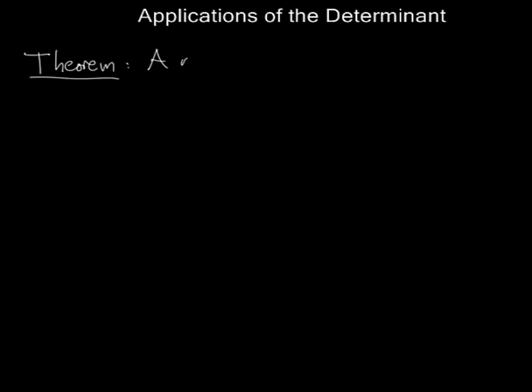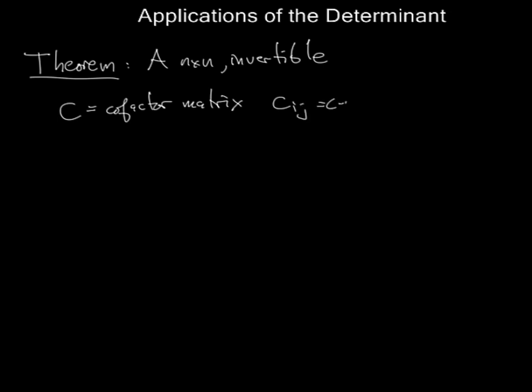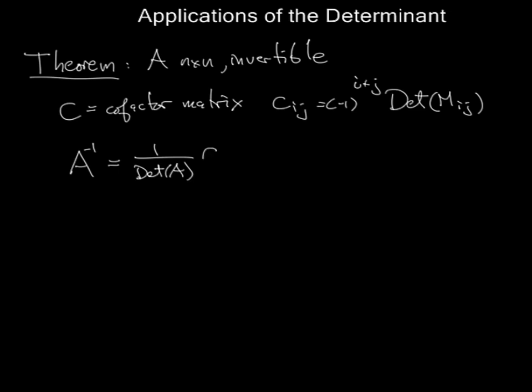So that's the general theorem. Suppose you have an n by n matrix, which is invertible. Then you take its cofactor matrix and call that C. And remember, that's the matrix whose ijth entry is plus or minus the determinant of the ijth minor. Then the formula for A inverse is 1 over the determinant of the matrix times the transpose of the cofactor matrix. Pretty neat, huh? So why on earth is that? How does this work?